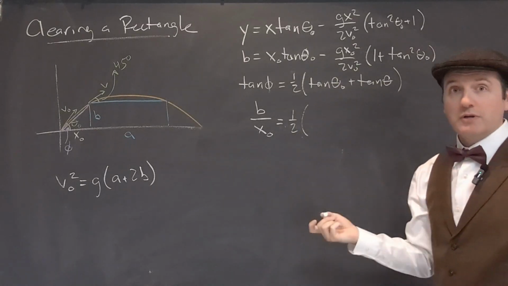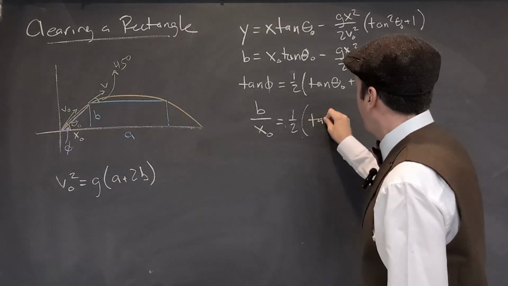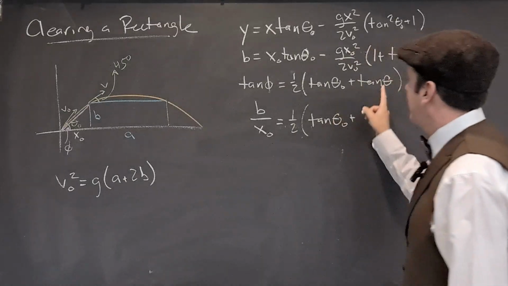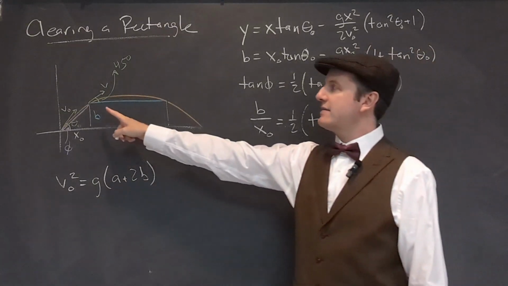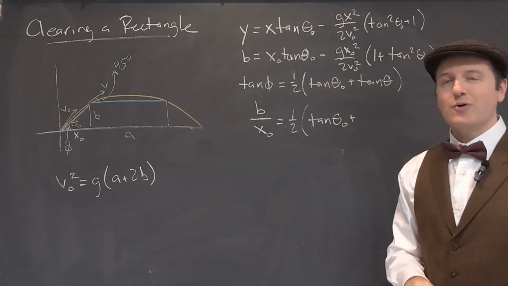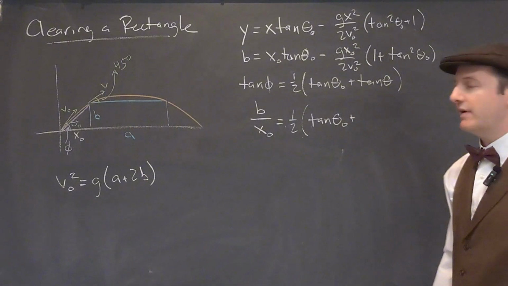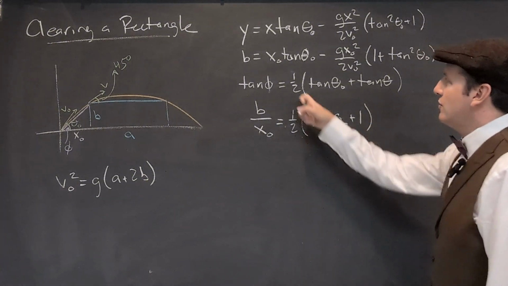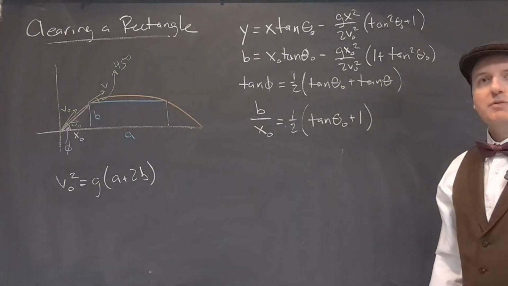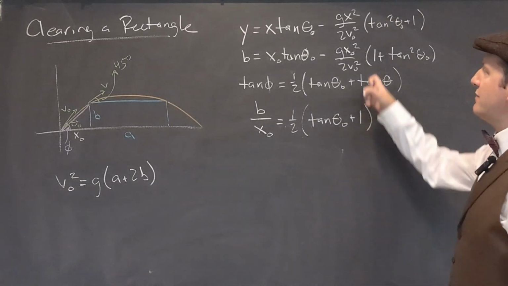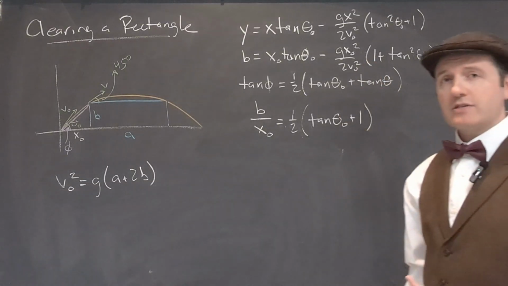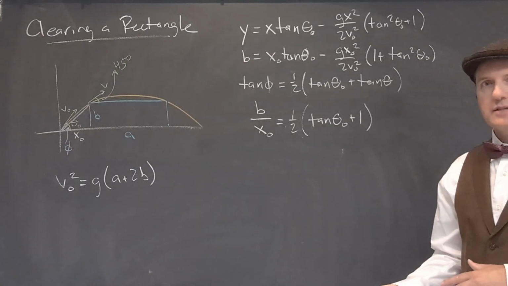The theta naught, we don't know. That's what we're trying to find. But the angle that this makes at the end, we do know. We've already figured out that that is an angle of 45 degrees. And the tangent of 45 degrees is 1. So this equation actually does let us simplify quite a bit. So now I have these two equations with two unknowns, x naught and theta naught.